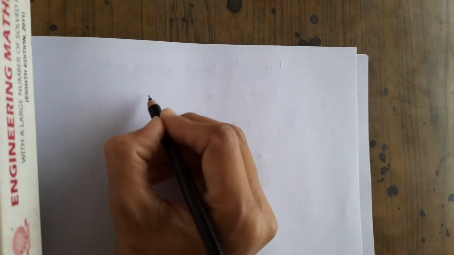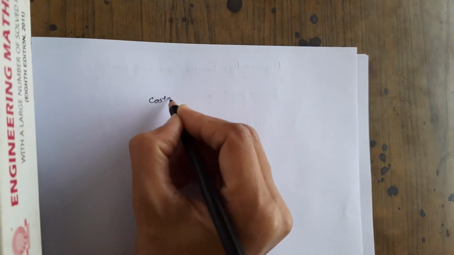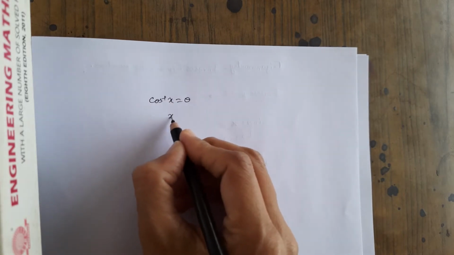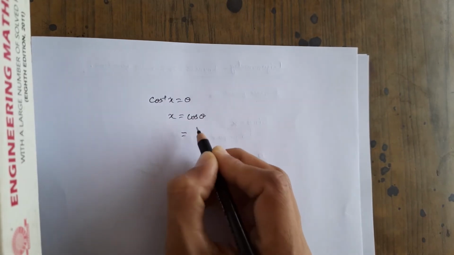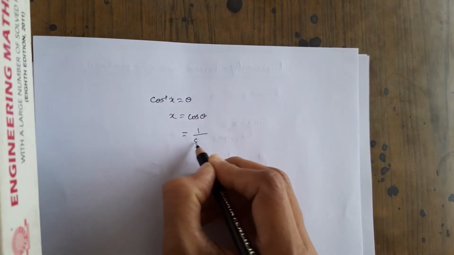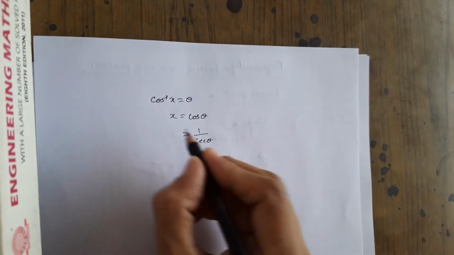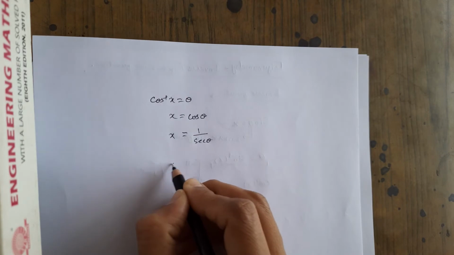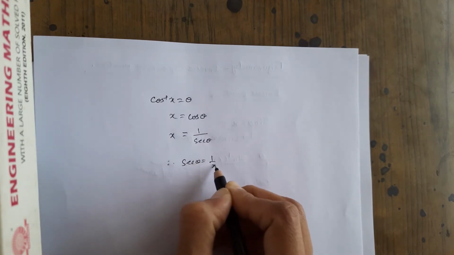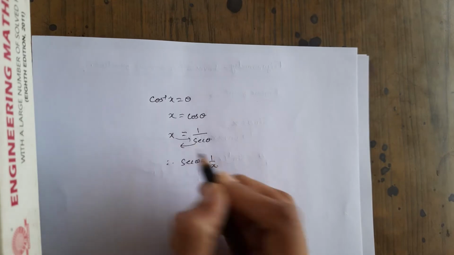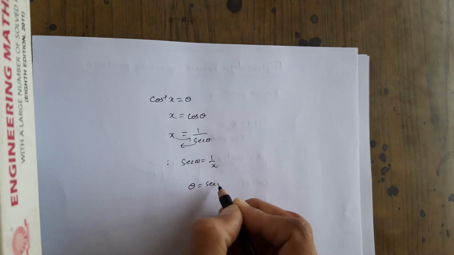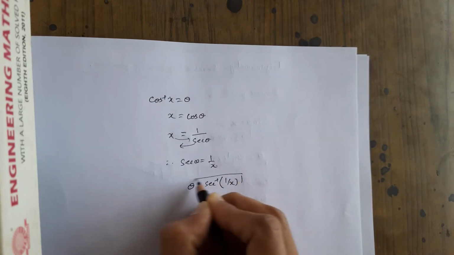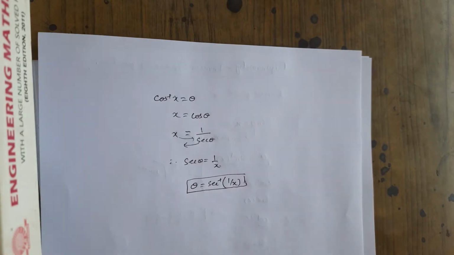It's simple. I will prove one more. If cos inverse of x equals theta, then by the definition of inverse function, x equals cos theta. Cos theta is nothing but 1 upon sec theta. Therefore sec theta equals 1 upon x. Take the inverse of this, and by the definition of inverse function, theta equals sec inverse of 1 upon x. That's how we prove it. So this is the first property.